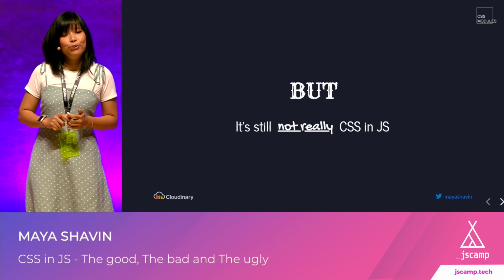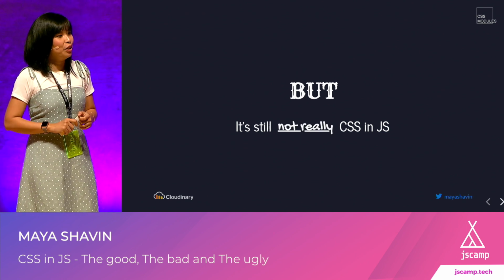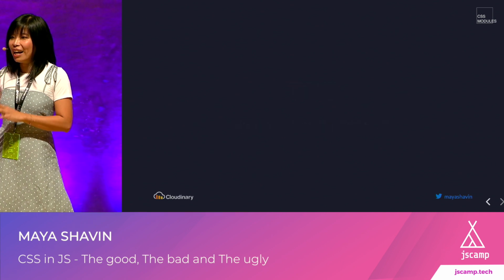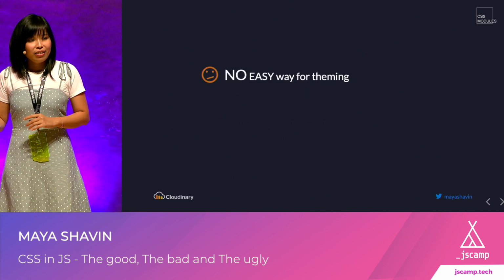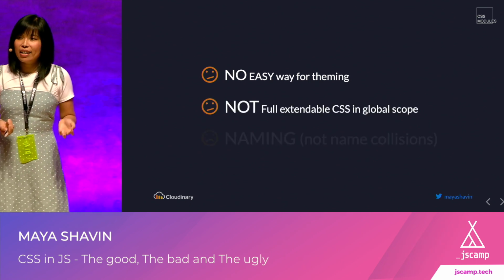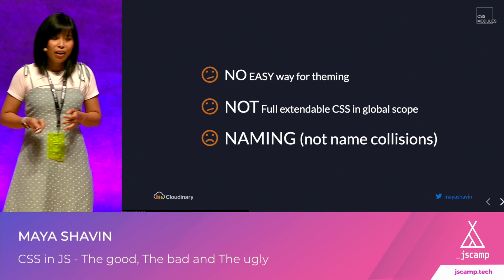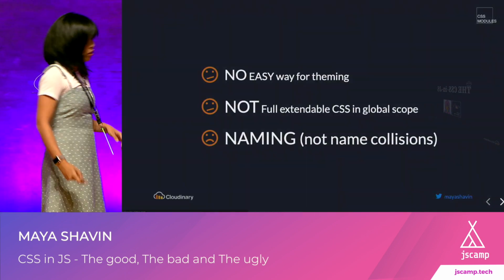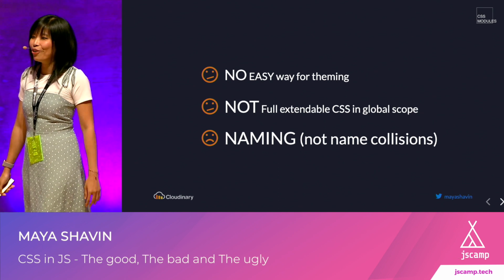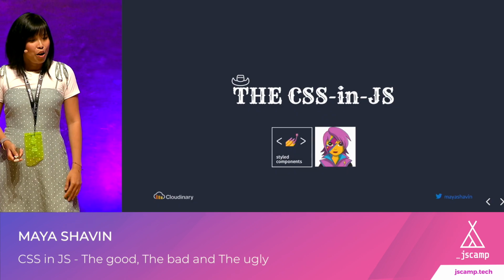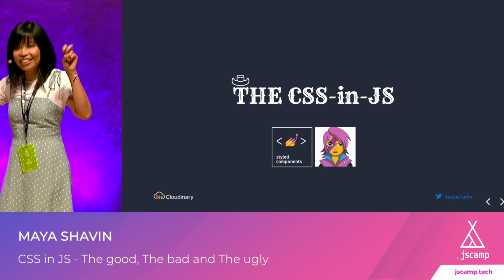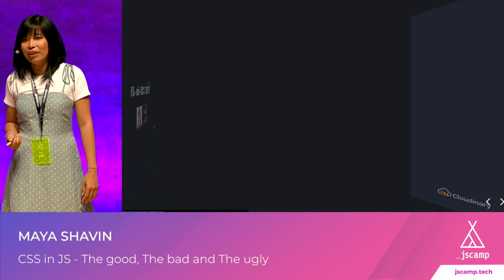it still is not really CSS-in-JS, because you still have a separate CSS file. You still write CSS outside of it. And it's not easy for theming, and not full extent in global scope. And naming. Oh, you still need to name it. You still need to figure out how to name your own classes. So that's why we have styled-components and emotion as the CSS-in-JS, as more people would say.